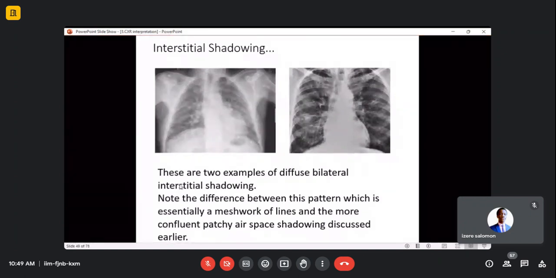But another one, note the difference between this pattern, which is essentially a meshwork of lines, and the more confluent patchy airspace.